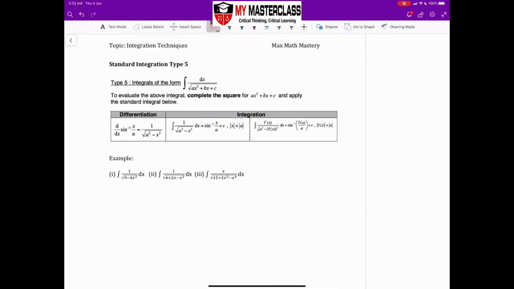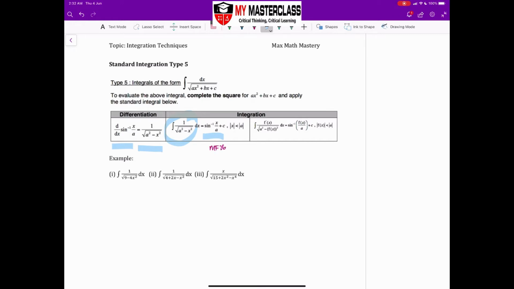So after we have done with partial fraction, the next part we'll be talking about is integration type 5, where we're actually going to integrate to get an inverse trigo. So in differentiation, we have learned how to differentiate sine inverse. Differentiation of sine inverse x over a will give me 1 over square root a squared minus x squared. So likewise, when we learn how to integrate, we will get back to sine inverse x over a. This is in your MF26, so there's no need for you to memorize it.